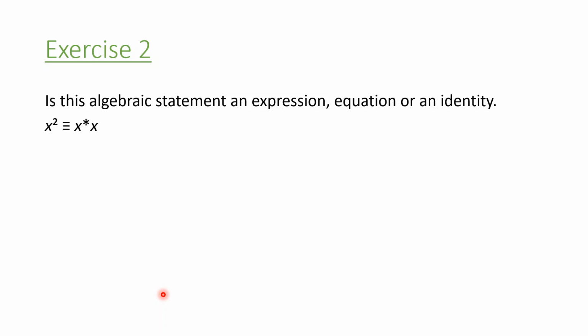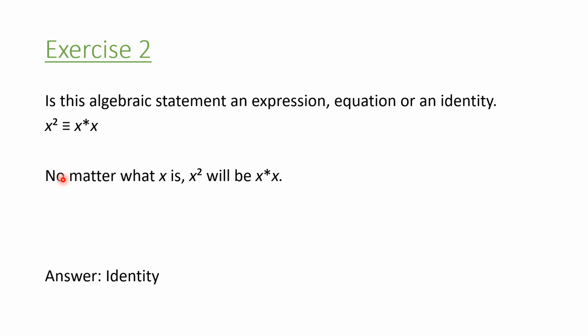So, as you can see, well, if you haven't noticed, there is a triple equals sign here telling us that it is an identity. Furthermore, though, x squared is always going to be x times x.